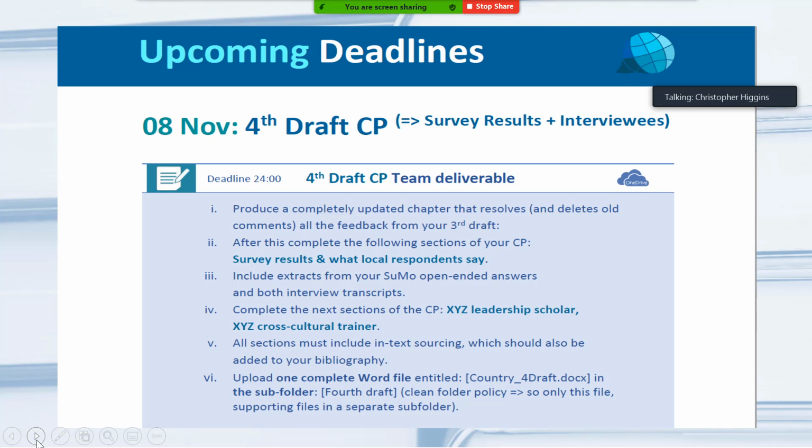So you need to include extracts from your SurveyMonkey open-ended answers and your interview transcripts. This is quite a good time to make this point to everybody. If you have not completed an interview yet and you don't think that you will do so by Sunday, please get in touch with one of us and we can talk to you about it. If you have already transcribed your interviews, but you have yet to highlight certain sections that you think are useful for your CP, you need to email me and say, okay, Chris, our interview transcripts are ready, and I can give you feedback on those transcripts.